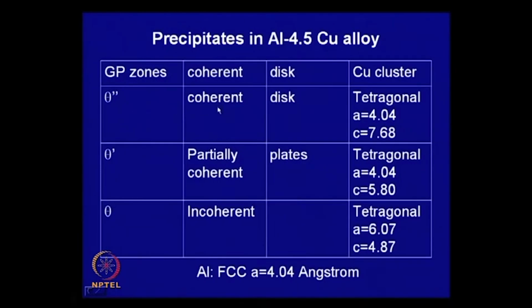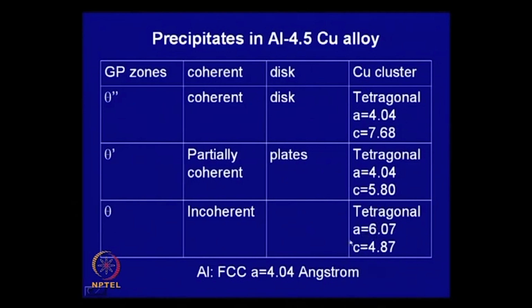Theta double prime is coherent; it has a tetragonal structure, and the lattice parameters are listed here, these are the values given in angstrom. Theta prime is partially coherent. Here this is also tetragonal, these are the lattice parameters, and the incoherent precipitate is tetragonal, and these are its lattice parameters. And if you look at the lattice parameter of pure aluminum, which is 4.04 angstrom, you find that between this and this there is no chance of forming any coherent precipitate.